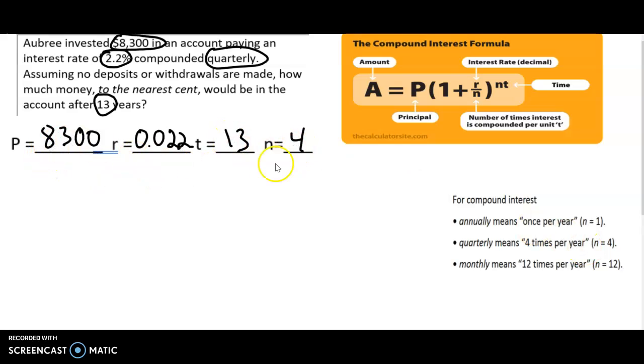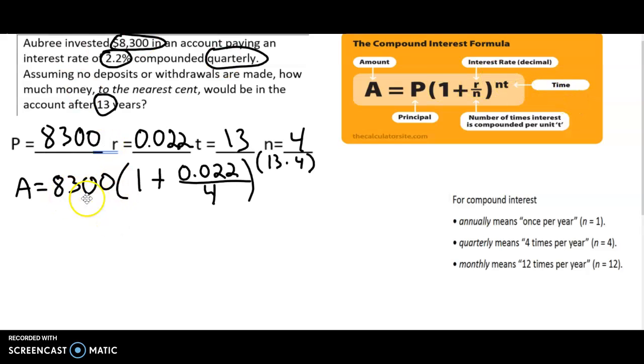So now we got all the stuff we need. All we need to do is plug it into the formula. So I'm going to write that out here, where I got 8,300 in for the principal. The interest rate is here, converted to a decimal. 4 is N here, the number of times it's compounded. And then I'm raising it to the 13, which is my T, times the 4, which is N. I got those in flipped order, but that doesn't matter because you multiply.